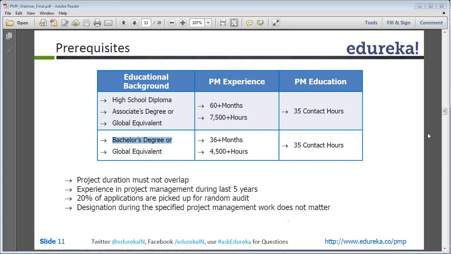Whether non-IT project management will be counted. Definitely non-IT project management is counted. PMP is not for IT project management. PMP is for project management. It can be IT, it can be non-IT.